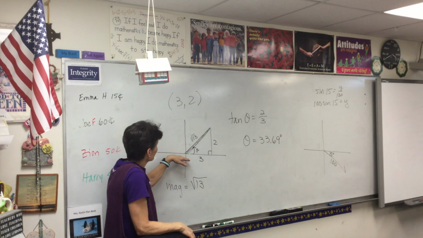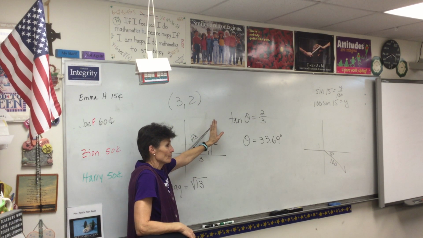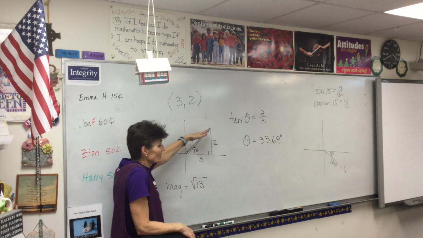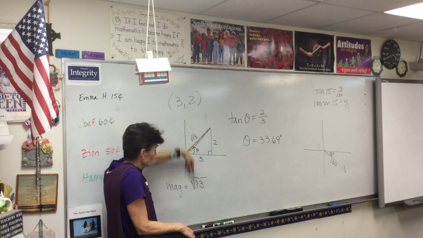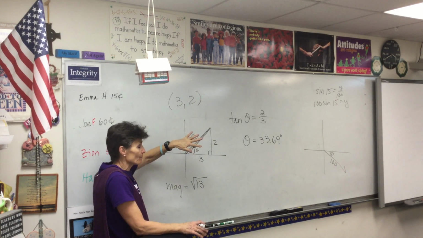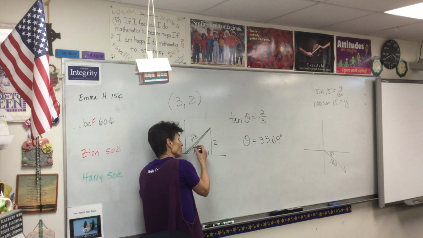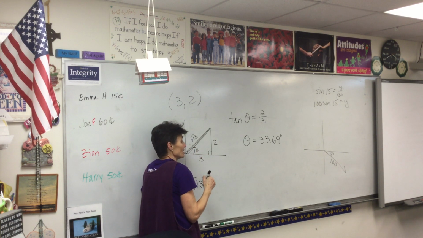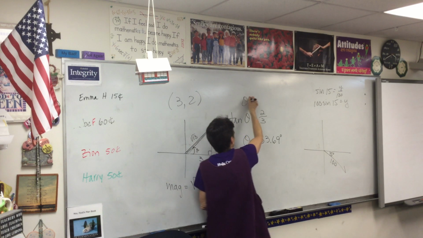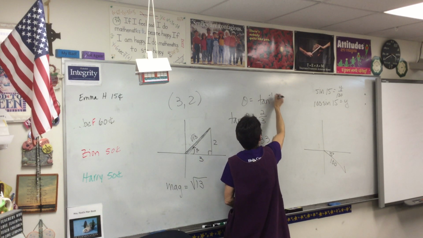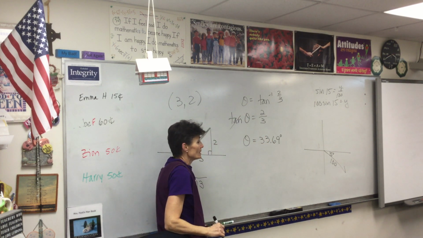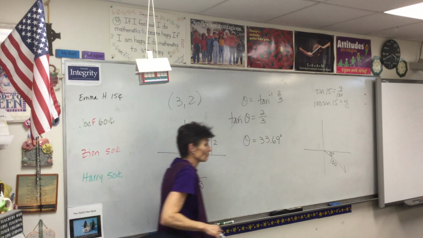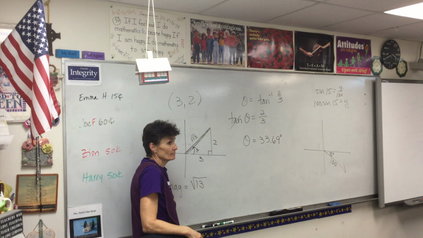So you were given over 3, up 2. You used your magnitude formula or the Pythagorean theorem to find root 13. That was the magnitude. To find the angle, we had to use second on our calculator. So to find the angle, I did second tangent 2/3, right? And that gave me 33.69.